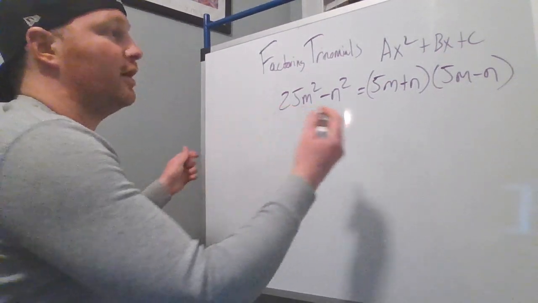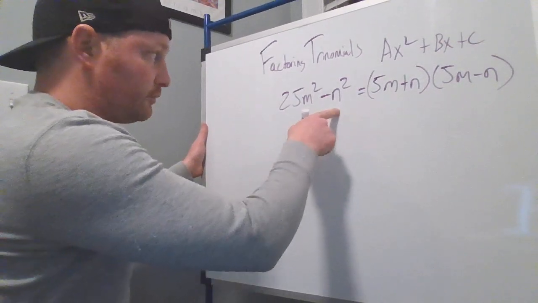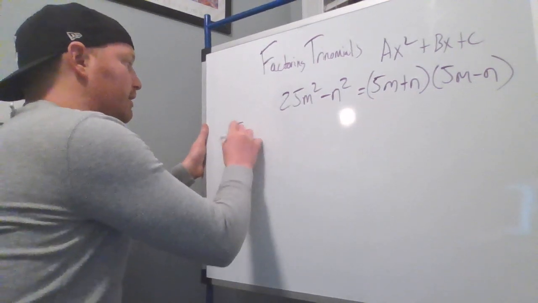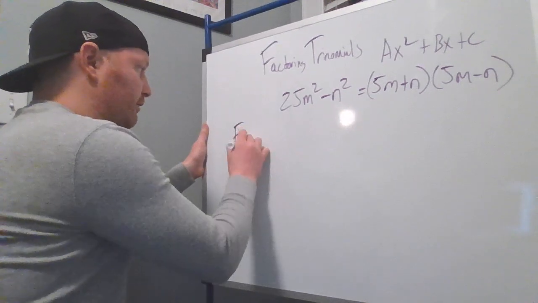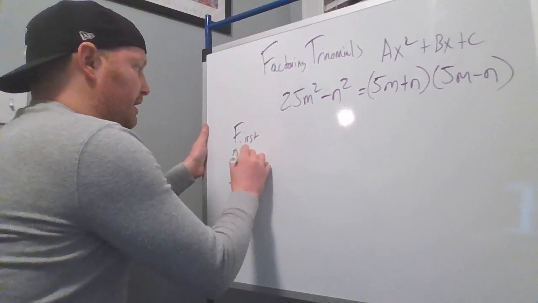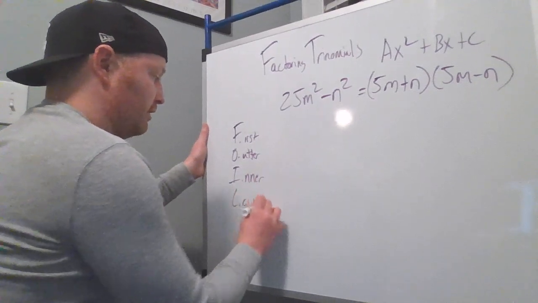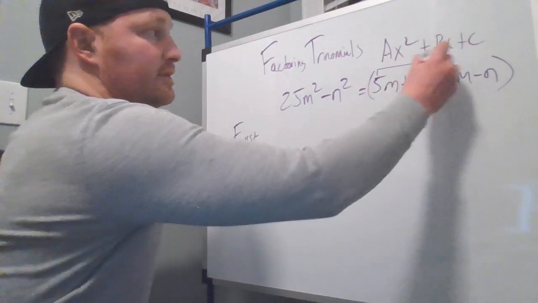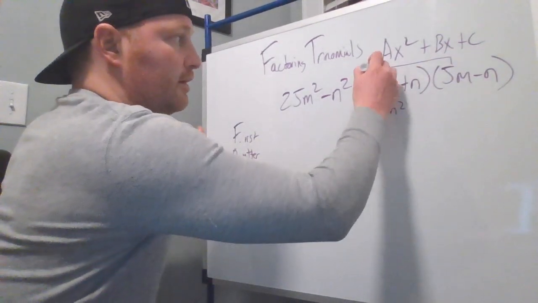So, part of today's lesson is FOIL. So you guys got to be able to do this. So FOIL, again, and we'll go over this later, is F.O.I.L.: first, outer, inner, last. Okay? So again, this means this times this, which is 25m squared.